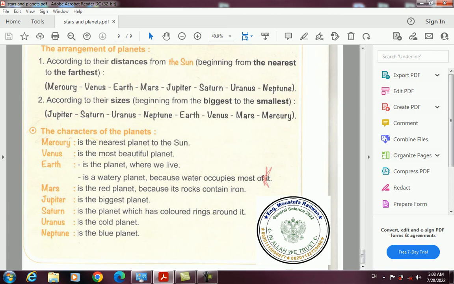Jupiter is the biggest planet. Saturn is the planet which has colored rings around it. Uranus is the cold planet. And finally, Neptune is the blue planet.